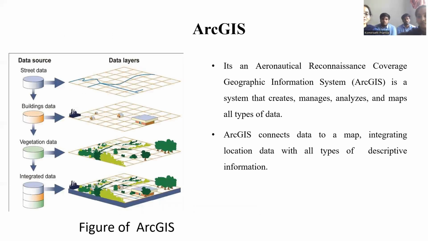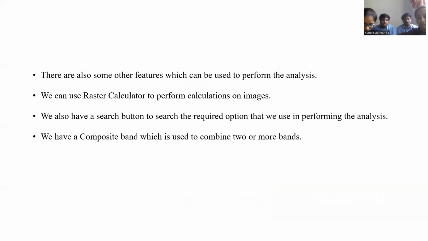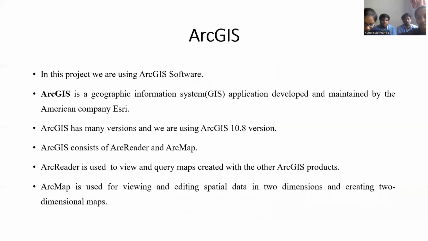GIS is a geographic information system. It's the system that creates, manages, and analyzes the maps and all types of data. ArcGIS connects to the map, integrating the location of the data with all types of descriptive information. In this project, we are using the software called ArcGIS. It is an application software developed and maintained by the American company called ESRI. The version we are using is 10.8. ArcGIS contains ArcCatalog and ArcMap. ArcMap is used to view and to query the maps created by another ArcGIS product.